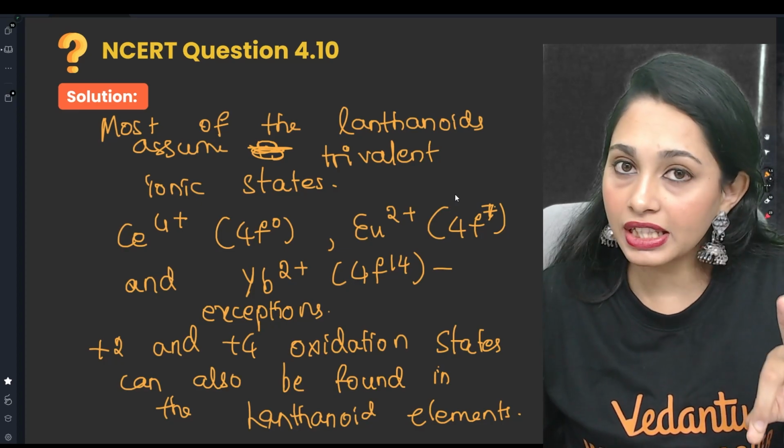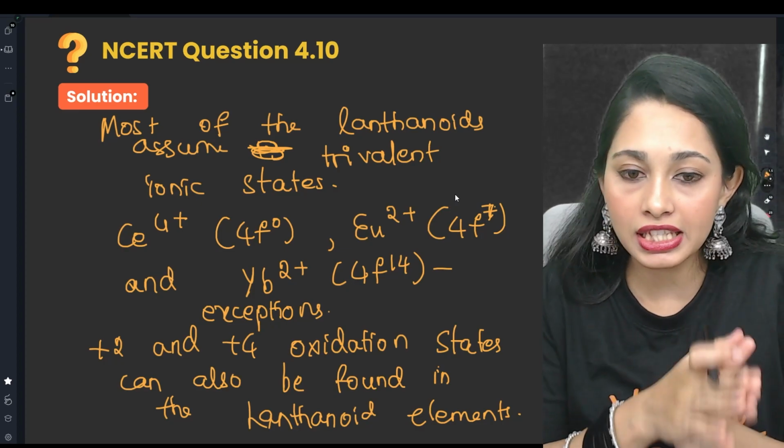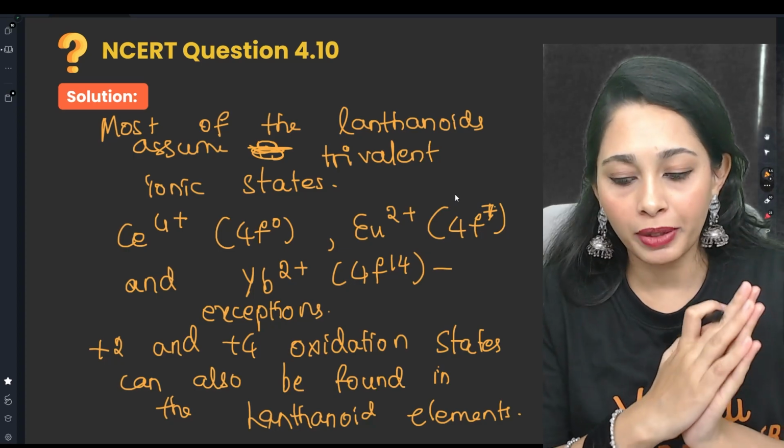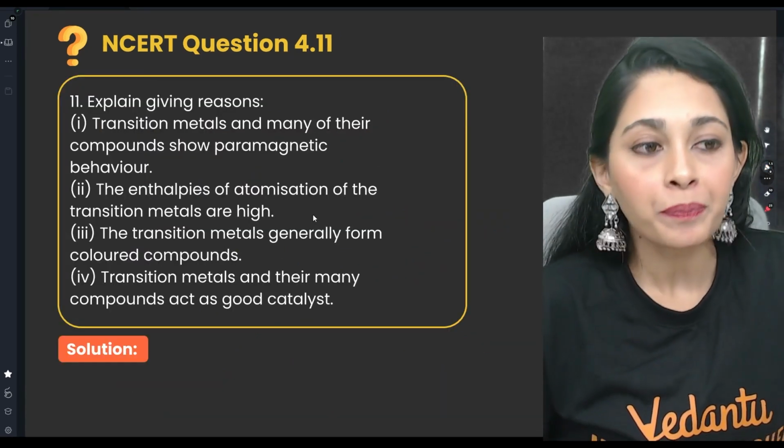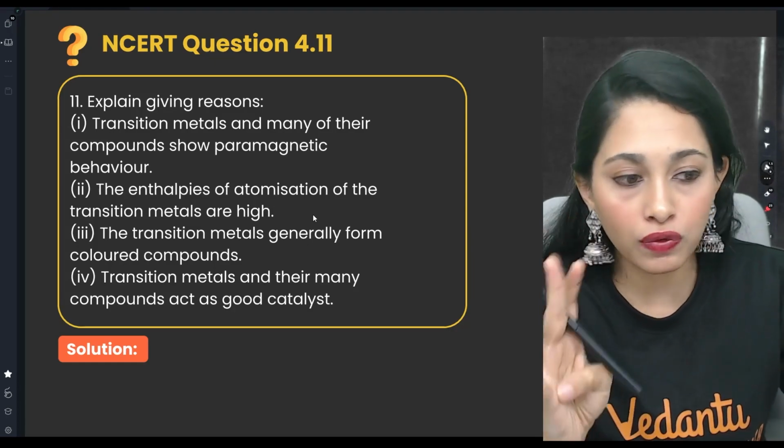Generally, they show plus 3 oxidation state, but there are exceptions like cerium, europium, and ytterbium. We are going to discuss the 11th question from D and F block elements. So the question has 4 sub-questions.